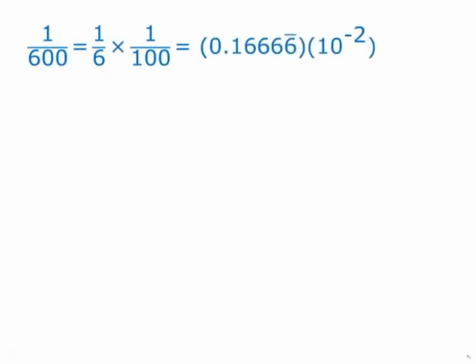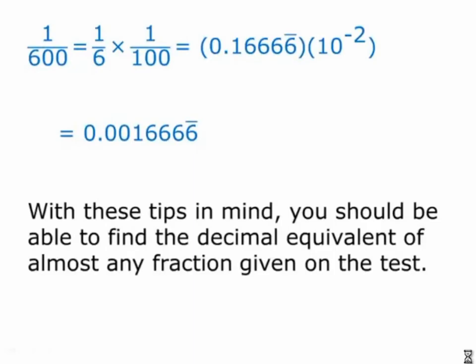1/600th. Well, of course, this is 1/6 times 1/100th. The decimal for 1/6 I know, and 1/100th is 10 to the negative 2. That means slide the decimal place 2 places to the left. And so this is 0.001666 repeating. That is the decimal form of 1 over 600. With these tips in mind, you should be able to find the decimal equivalent of almost any fraction given on the test.